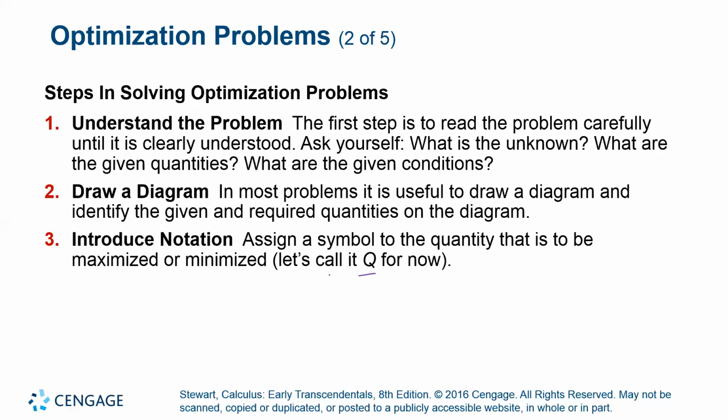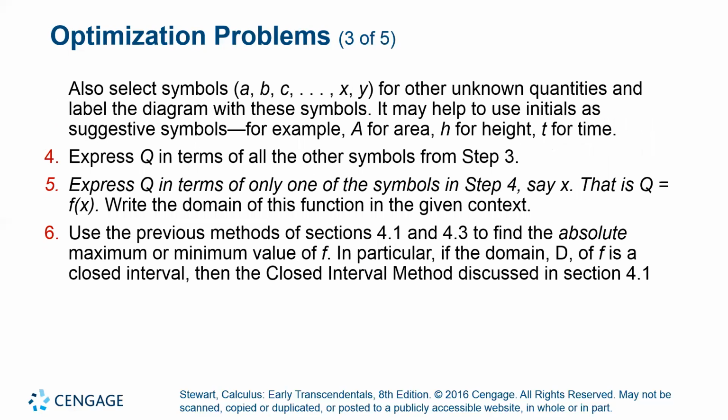Now step 4 is that you select symbols for all other unknown quantities in the question or in your diagram. It may help to use initials as suggestive symbols, so A for area, H for height, and T for time, and so on. Then you express Q, the quantity that you are supposed to maximize, in terms of the other symbols in step 3.